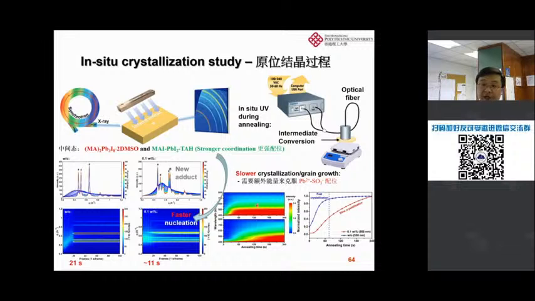And this process, we are able to observe using our in situ UV-vis. Okay, so this is without surfactant and this is with surfactant. We do a cut at 550 nanometers, and that's what we see for both cases. Okay, clearly a much slower crystallization, which is preferred. Okay.